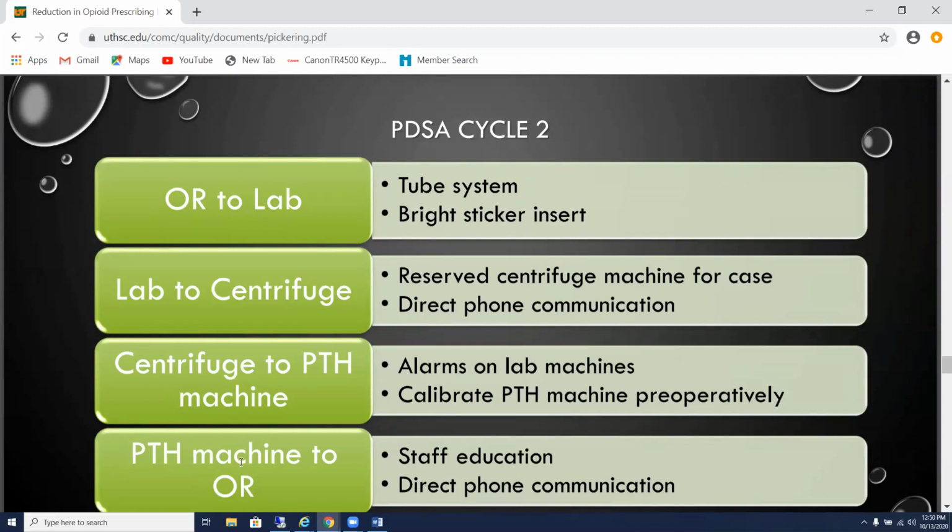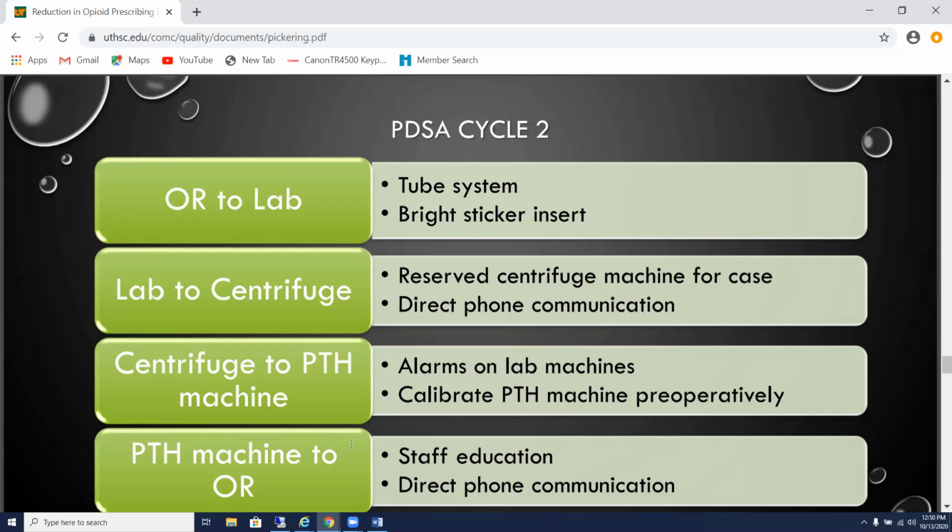We also called preoperatively to make sure the lab had calibrated the parathyroid hormone machine. There were a couple of cases before, in a pre-intervention analysis, where the machine had not been calibrated, and that led to almost an hour of a delay in the result.